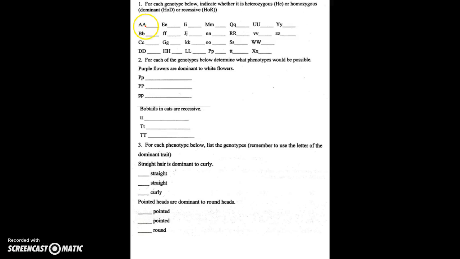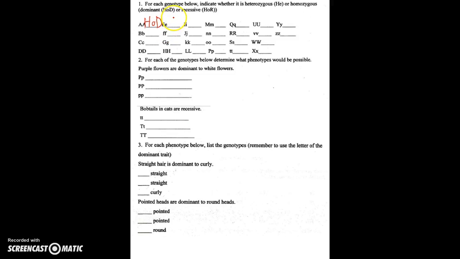Here you have two uppercase A's. So you have two dominants, and they're the same. And remember, the same is homozygous. So this is going to be homozygous, and it's two dominants, so it's going to be homozygous dominant. I'm sorry, my handwriting is going to be kind of bad on this.